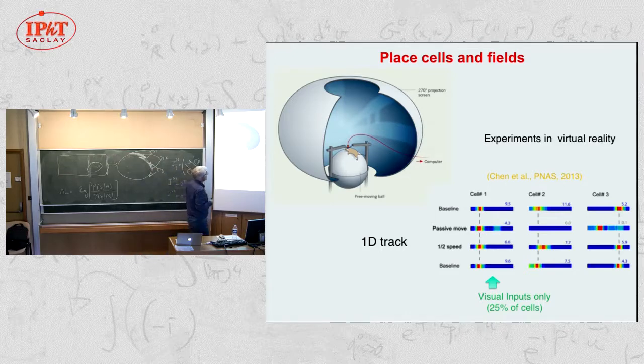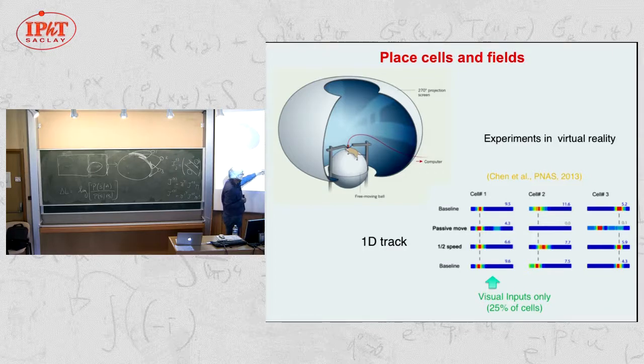Now what you can do is decouple the speed of the movie from the speed of the ball. You can make the movie go faster or slower. And now you can see where the place fields are. Some cells, for instance, are not happy with that, and they completely lose their place field in one situation. For instance, when the ball is passively moved, so even if the ball is not rotating, the movie is going fast, this place cell will lose its place field. It's not a place cell anymore.